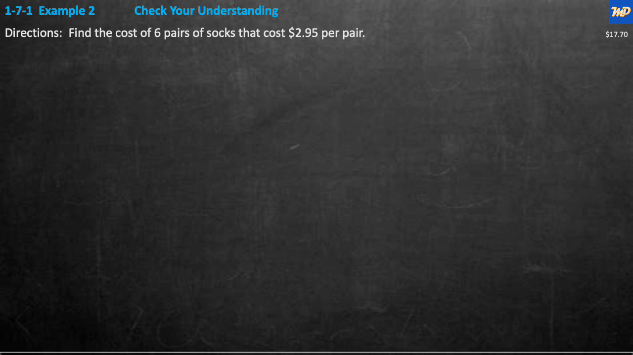The first thing we're going to do is write it as 6 times $2.95. And then we change that into the mental math we're going to use here. We're going to say 6 times $3, right? And it's minus, because this is less than $3, 0.05 or 5 cents for each one, right? So now we're going to multiply. We're going to use the distributive property. 6 times 3 minus 6 times 0.05.